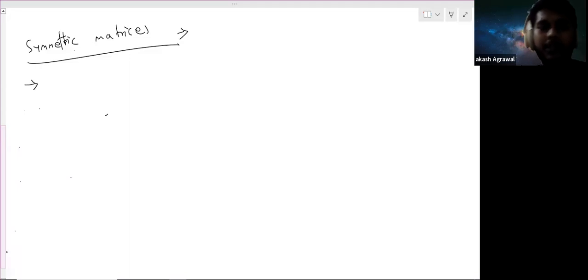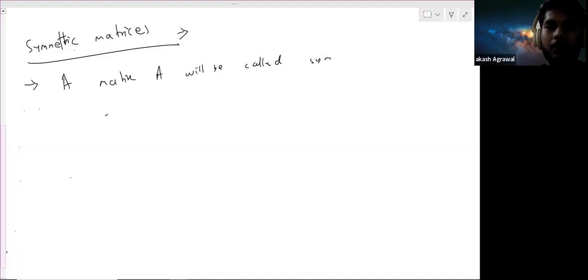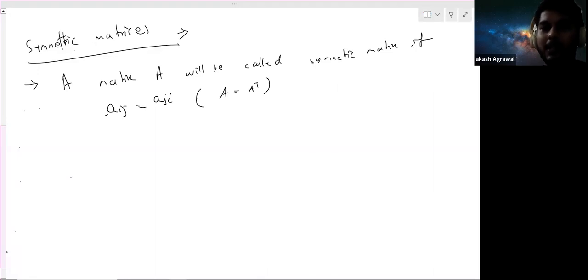So what is a symmetric matrix? A matrix A will be called a symmetric matrix if Aij equals Aji. Simply, it means A equals A transpose. If you turn it around, it still comes out as the same matrix. This is called a symmetric matrix, that if you find the transpose, we do not care.